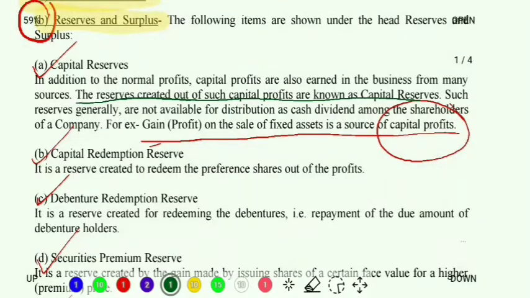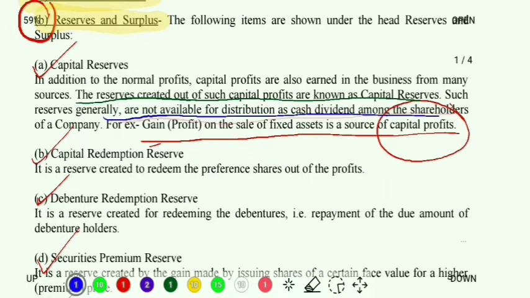One thing to keep in mind, these reserves are not available for distribution as cash dividend. Generally, whatever profit is earned, they distribute among the shareholders as dividend, right? But these capital reserves are not available for distribution as cash dividend among the shareholders of the company. Clear? Capital reserves.